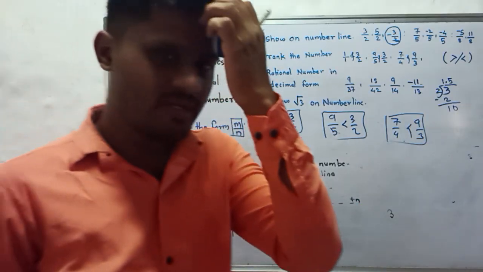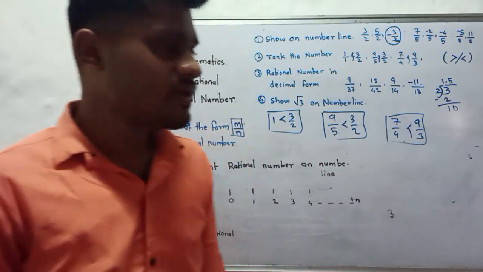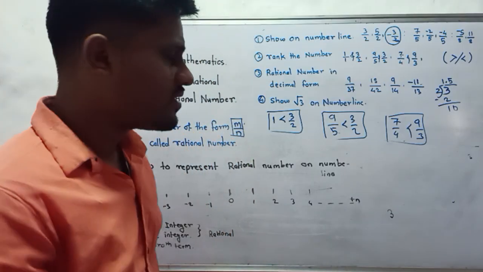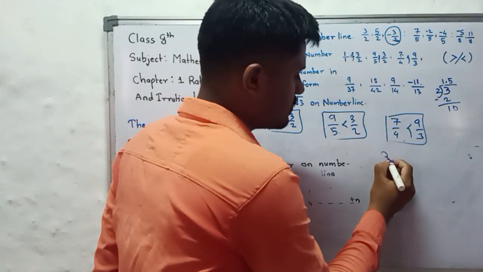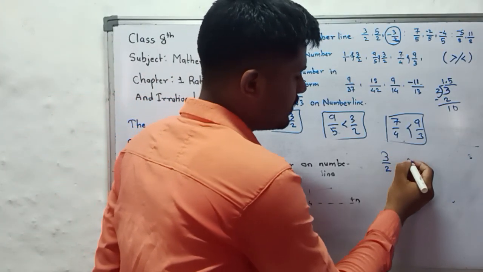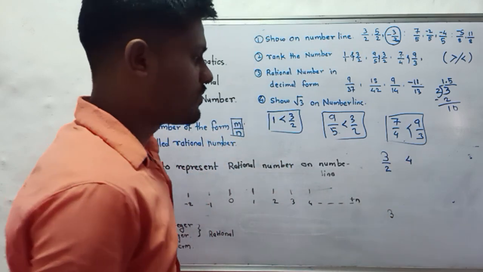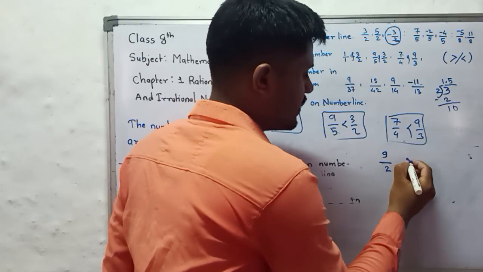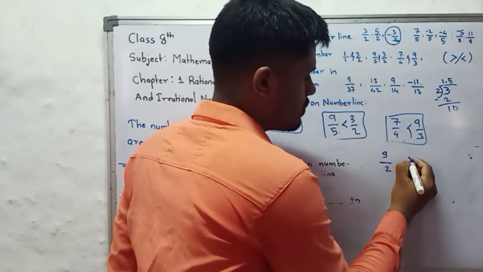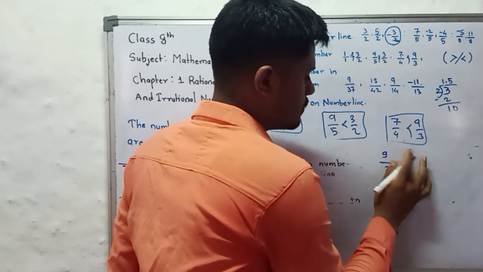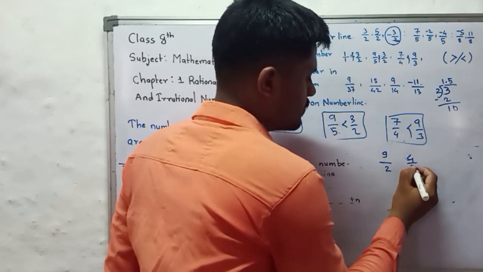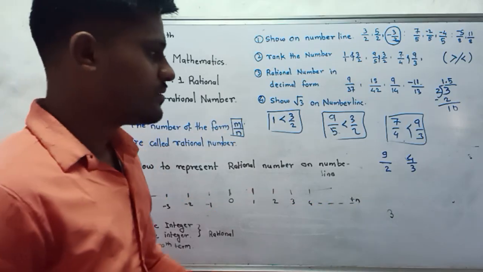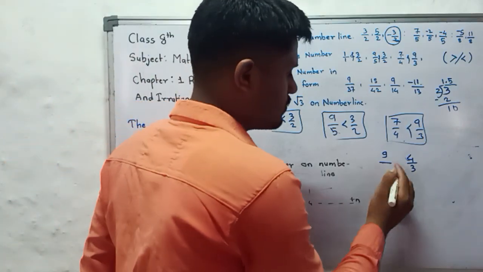But when we have to calculate all the terms, then what we can do simply is, if I am giving in one term 3 by 2 and 4, now 9 by 2 and 4 by 3. Now you can say this term is greater and this term is lower.